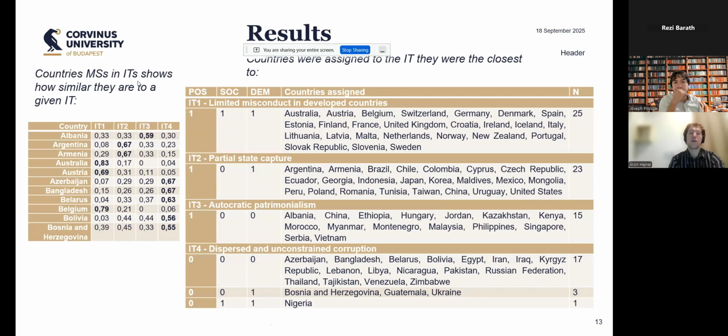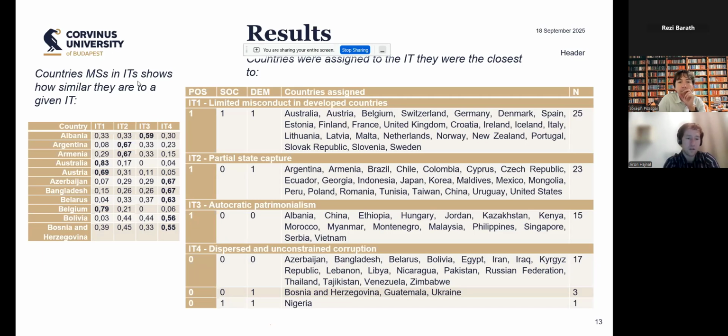So now the results. We have a large table, as Joseph asked at the beginning. This method allows for calculating membership scores for each country and for each idea type. So this is what you see on the left. This is just the first 10 countries, because there was simply no space to put 80 countries. But this is just for you to see that Albania had a membership score of 0.33 in IT1, 0.33 in IT2, 0.59 in IT3 and 0.30 in IT4, which means that it's the closest to the third idea type, but it's not very close. It's just closer to the third idea type than the others.